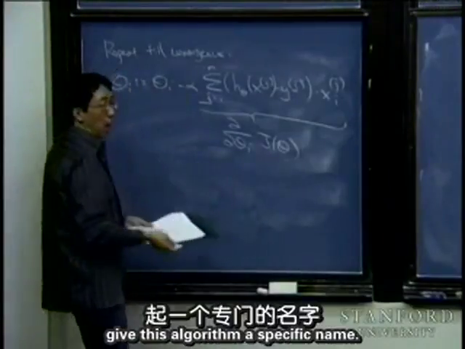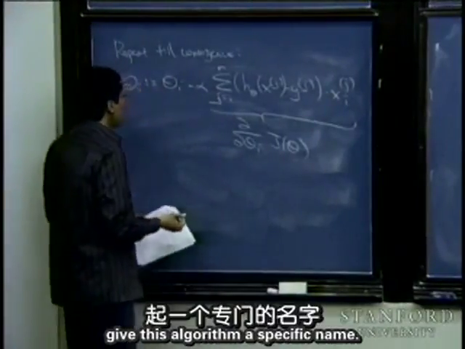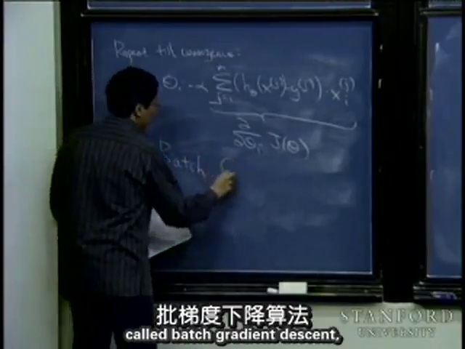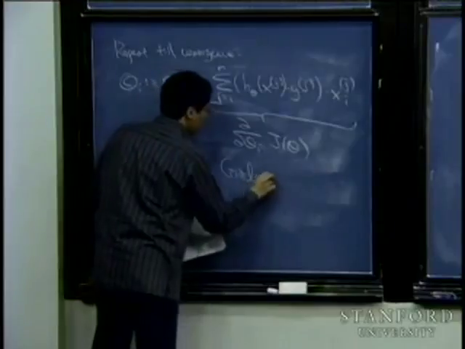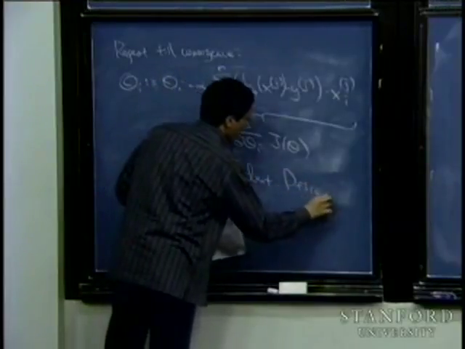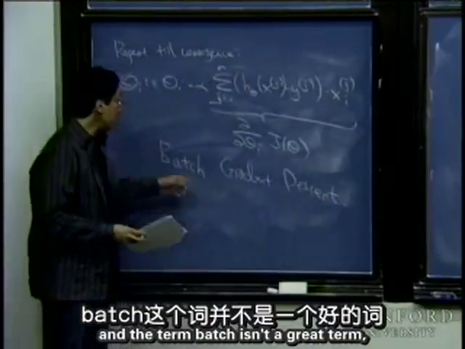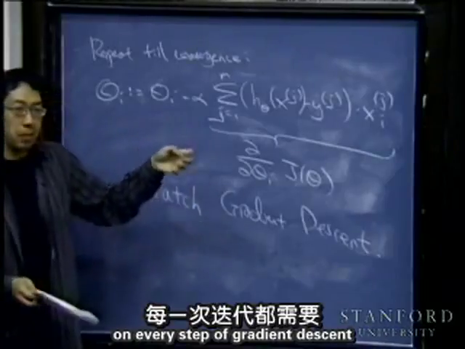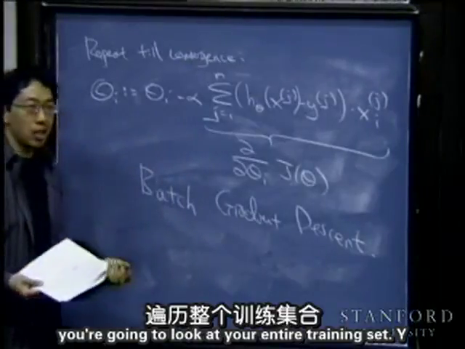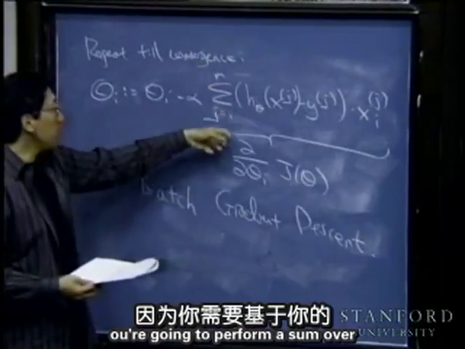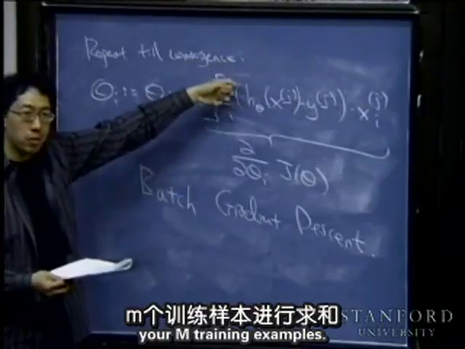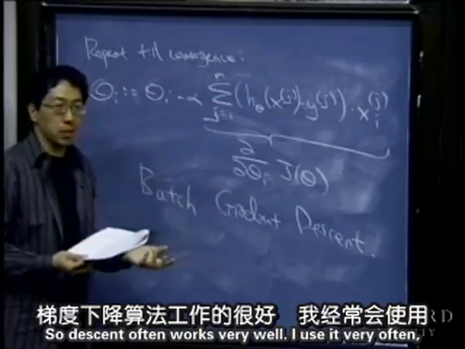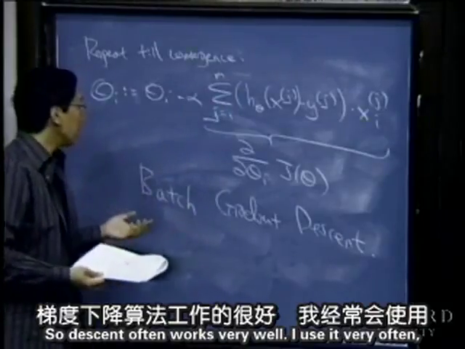Let me go ahead and give this algorithm a specific name. This algorithm here is actually called batch gradient descent. The term batch isn't a great term, but it refers to the fact that on every step of gradient descent, you're going to look at the entire training set. You're going to perform a sum over all m training examples. Batch gradient descent often works very well, so I use it very often.